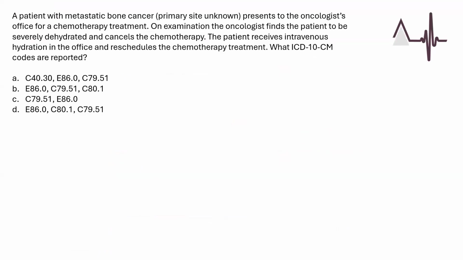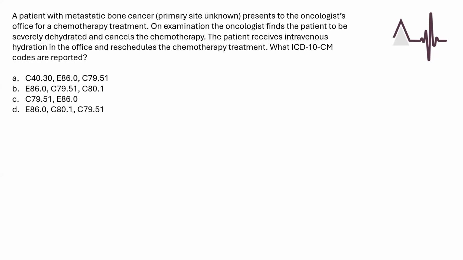A patient with metastatic bone cancer, the primary site is unknown, presents to the oncology office for a chemotherapy treatment. So let's just pause here. They are at the oncology office for treatment of a metastatic bone cancer, so a secondary site straight away. On examination, the oncologist finds the patient to be severely dehydrated and cancels chemotherapy. The patient receives intravenous hydration in the office and reschedules the chemotherapy treatment. What ICD-10-CM codes are reported?